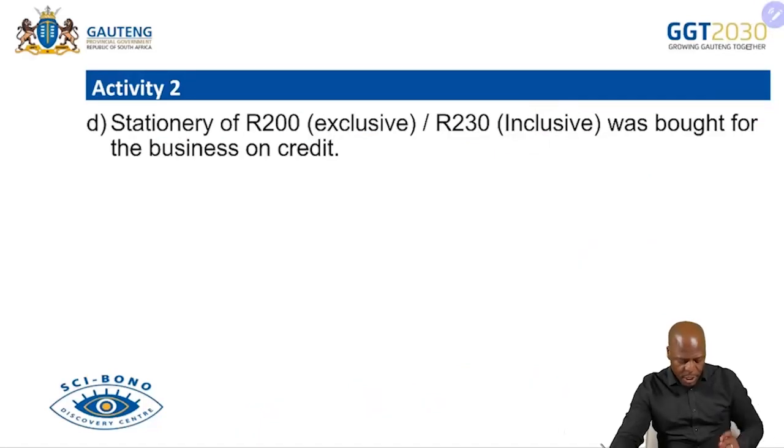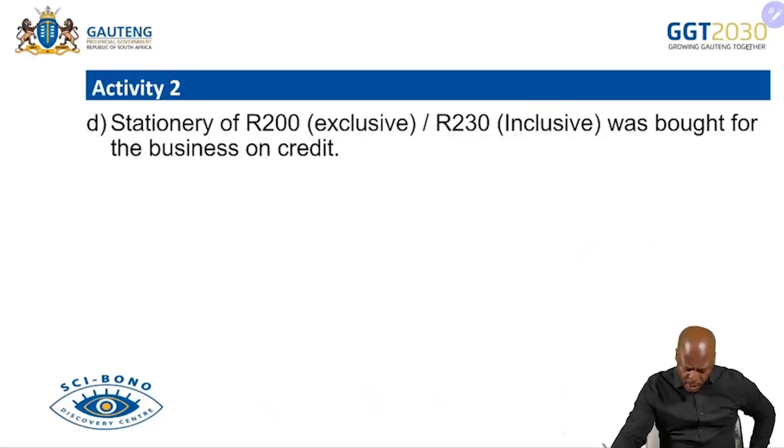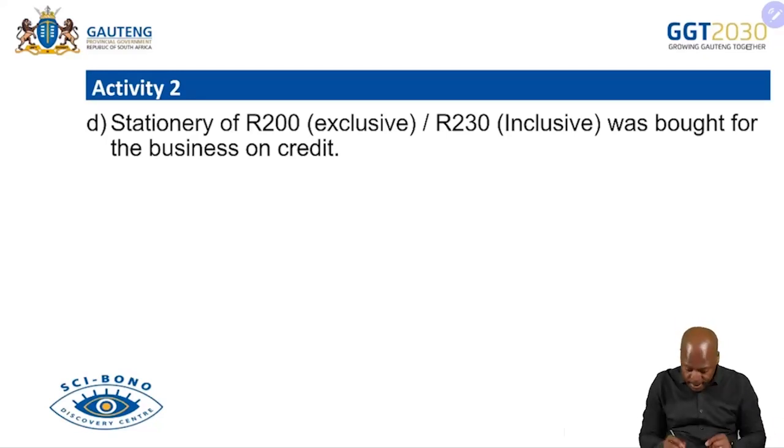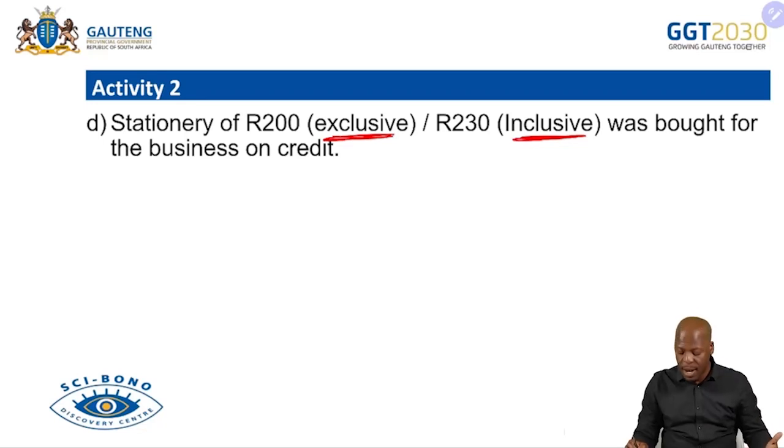Information D. Stationery of 200 exclusive, 230 inclusive. Okay, so here they're giving us a piece of cake. They're giving us two amounts, an exclusive as well as an inclusive amount. And it was bought for the business on credit. So once we have stationery, remember, are goods coming in? So it's going to go to your input VAT.